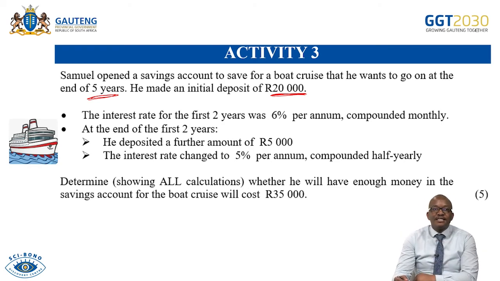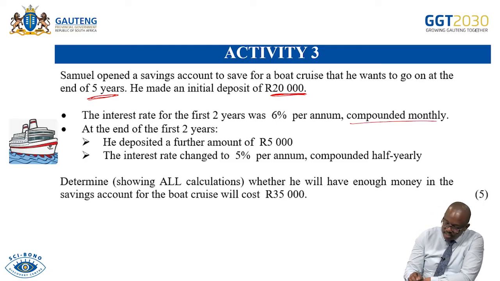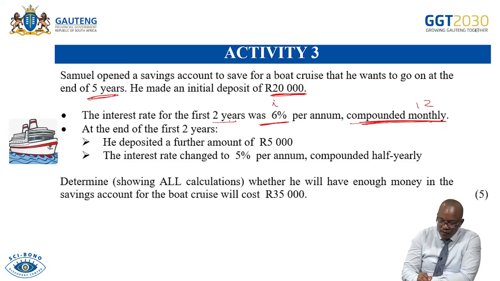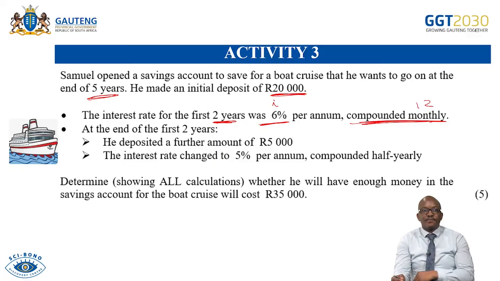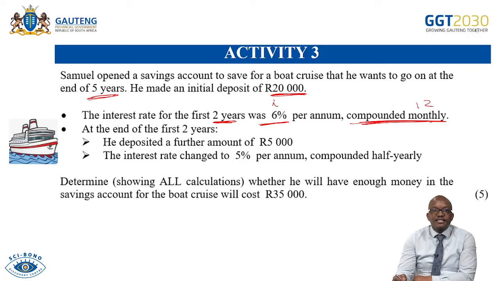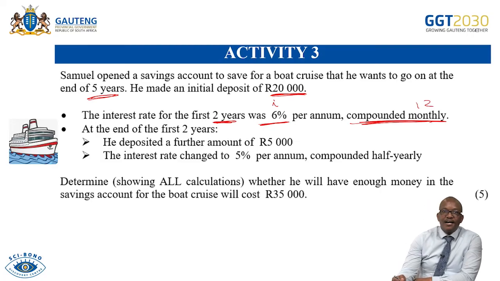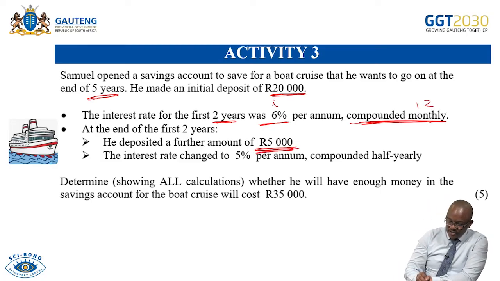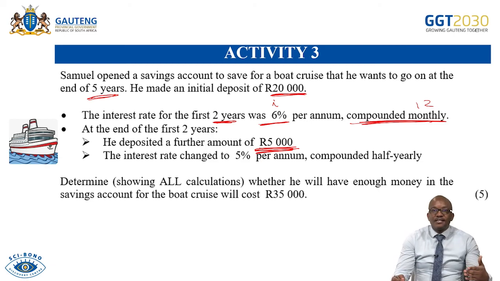And then the first bullet says the interest rate for the first 2 years was 6% per annum, compounded monthly. Remember, monthly is 12, and that is our interest for the first 2 years. Then bullet 2 says at the end of the first 2 years, he deposits a further amount of 5,000. You see, it's the very same question that I received, where you still deposit an amount of money within the investment.